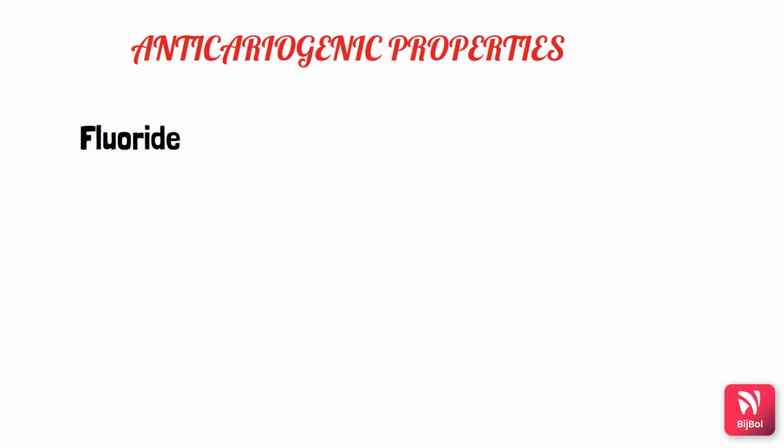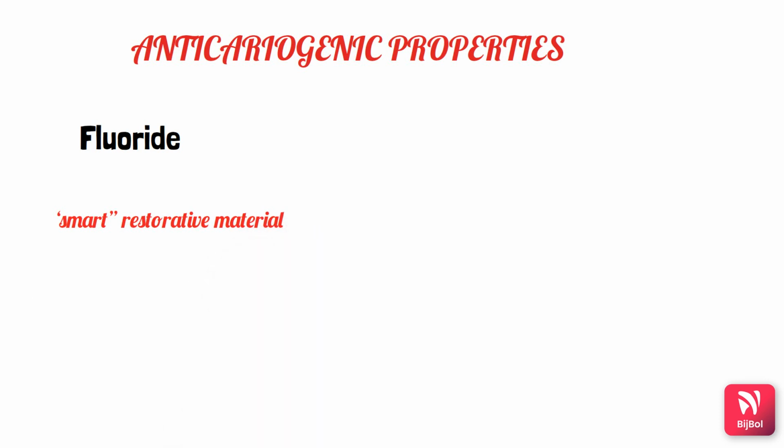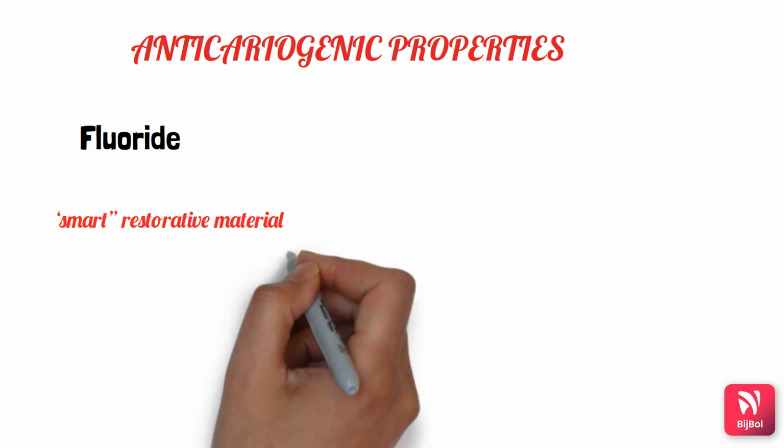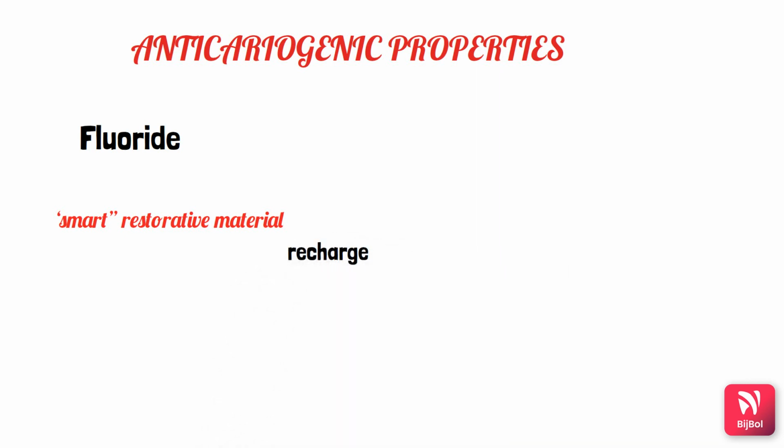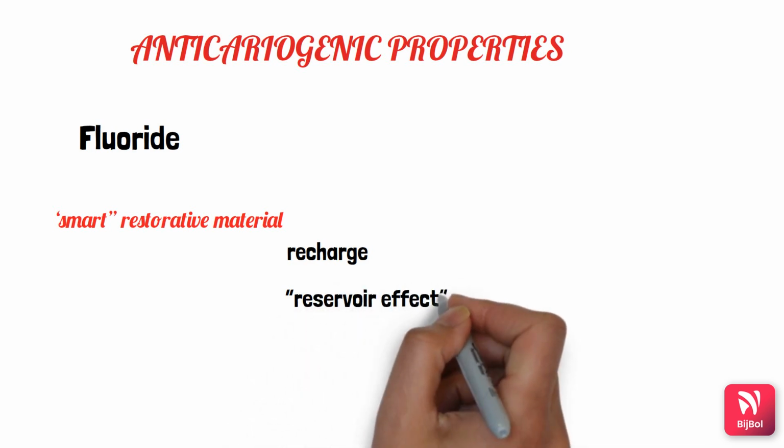Now we will see the anti-cariogenic properties of this GIC. The first property is fluoride. The fluoride present in the GIC is effective in caries prevention. This GIC is also known as the smart restorative material because apart from releasing fluoride to the surrounding tooth structure, it can also recharge itself with fluoride. That's the reason it is also referred to as the reservoir effect.